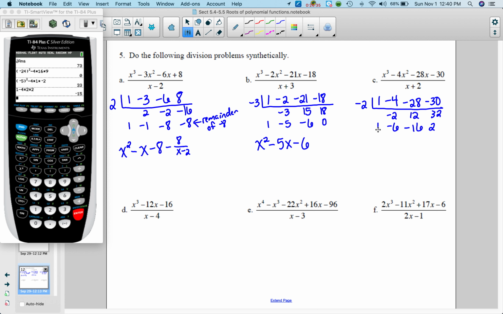So my answer was, the first number is a 1, drop the power down, so it's going to be 1x squared minus 6x minus 16. This was a positive 2, so it's going to be plus 2 over, don't put a negative 2 here. Remember, we were really dividing by x plus 2.